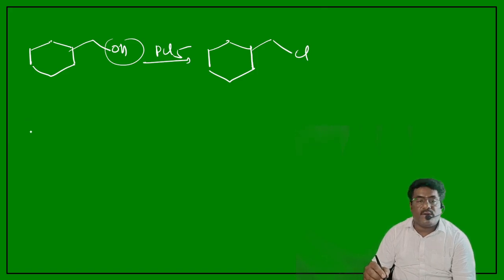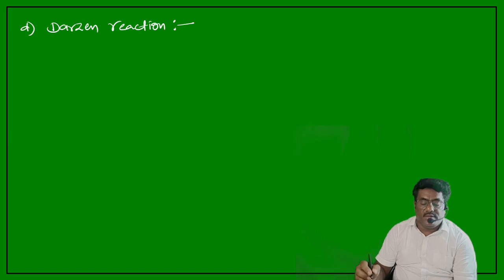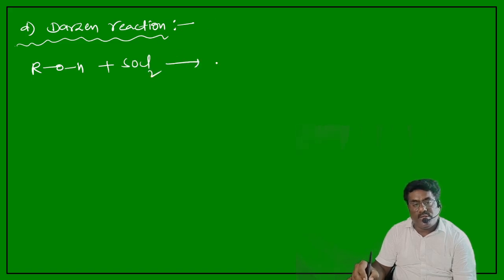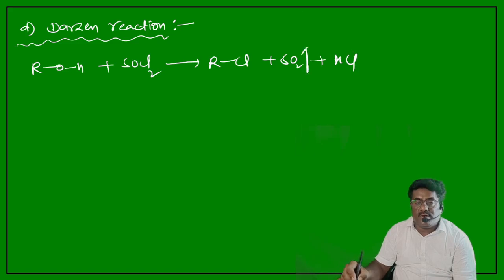Have a look at the next reaction, the Darzens reaction. What is the Darzens reaction? It is also a preparation of alkyl chloride. Alcohol ROH in presence of thionyl chloride, SOCl2, gives alkyl chloride, sulfur dioxide and hydrogen chloride. Sulfur dioxide is a gas.